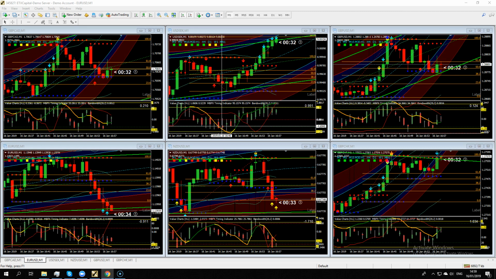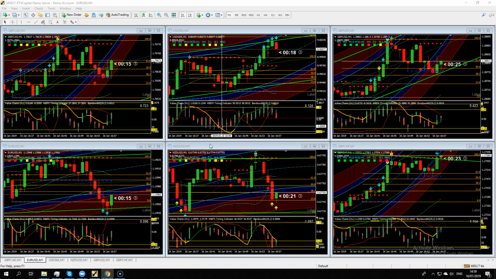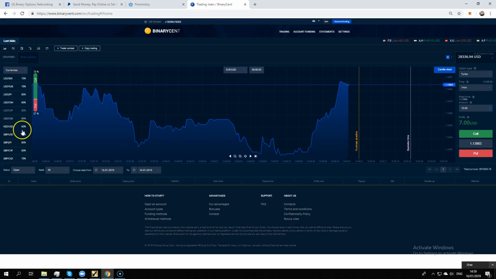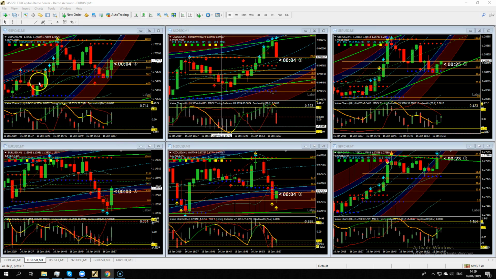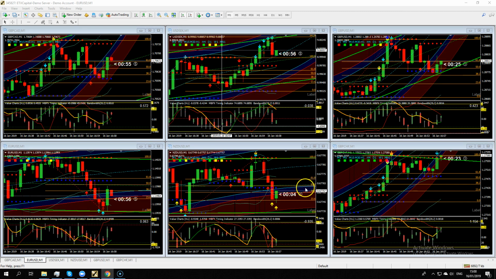Now, what you see in front of you are, for example, 6 different trading pairs that I might use in a particular session. With my particular strategy, what I look for on the binary cent platform is the top 6 returning binary pairs, and we put them into my MT4 and look for signals for those.